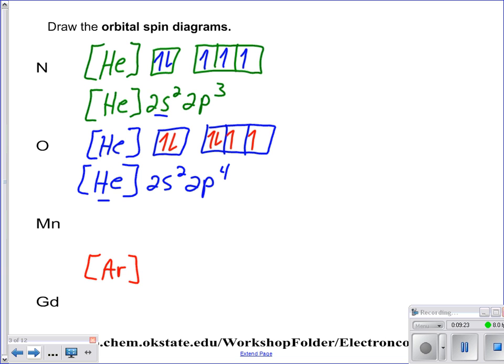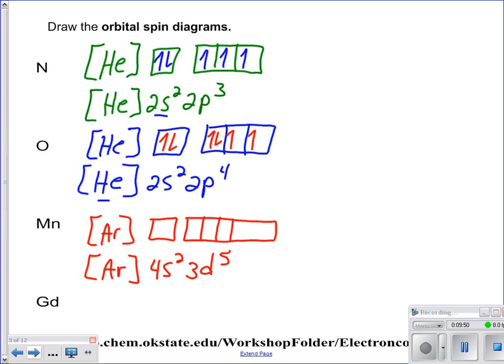After argon, you guys tell me, what comes next? 4s, then 3D. Awesome. So we've got 4s2, 3D, and I have to count here: 1, 2, 3, 4, 5, going over to manganese. So when we draw our orbital spin diagram, I am going to say that I've got 1 box here and 5 boxes for my D. So now it's going to be up, down for my S, and then 5 arrows up, up, up, up, up. So that's what my orbital spin diagram looks like.